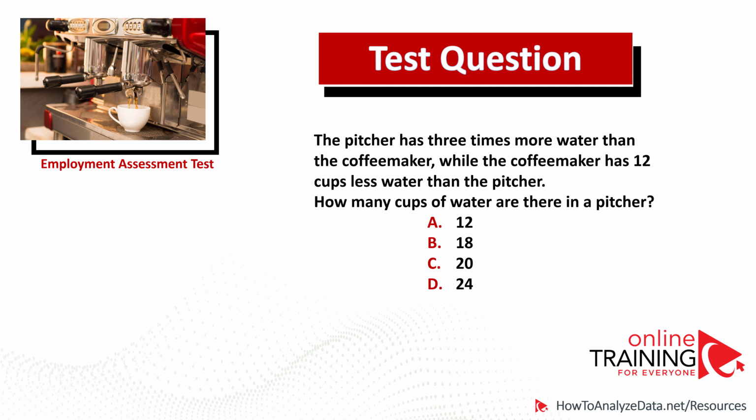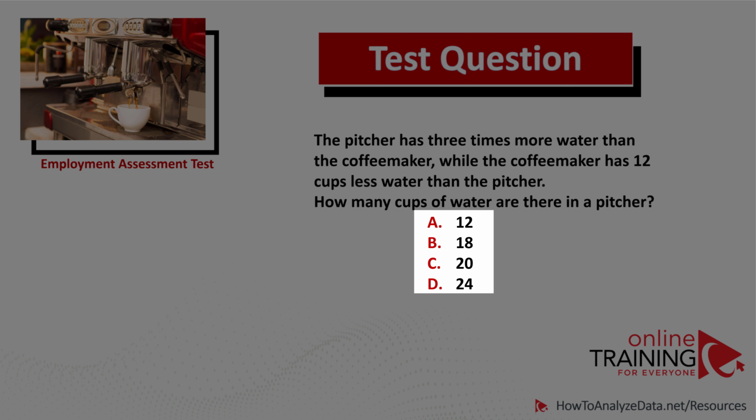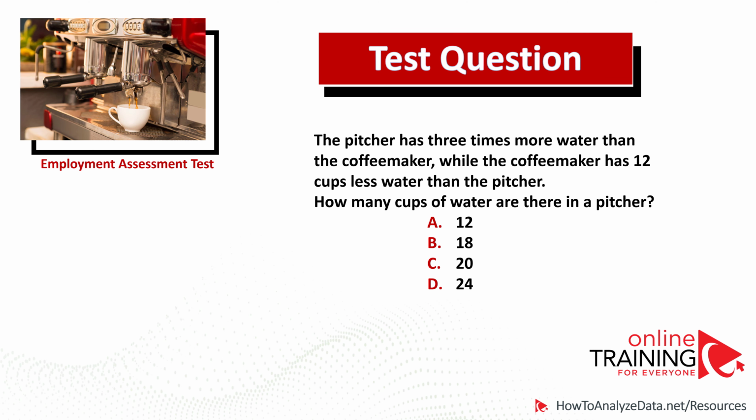Let's look at one tricky problem you might frequently see on the test. The pitcher has 3 times more water than the coffee maker, while the coffee maker has 12 cups less water than the pitcher. How many cups of water are in the pitcher? You have 4 choices: 12, 18, 20, and 24. Do you think you know the answer?